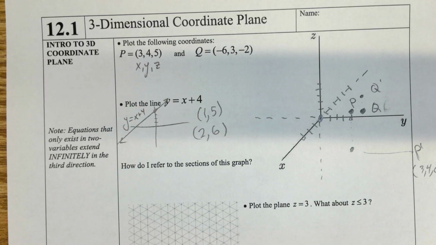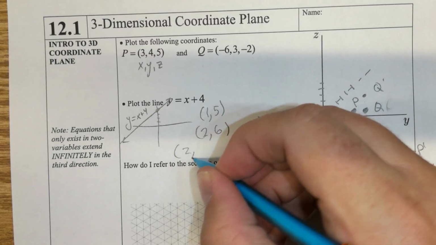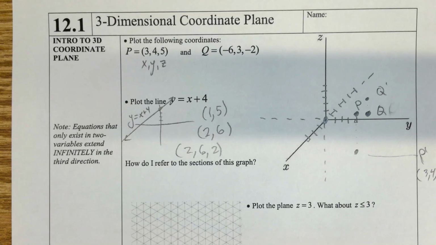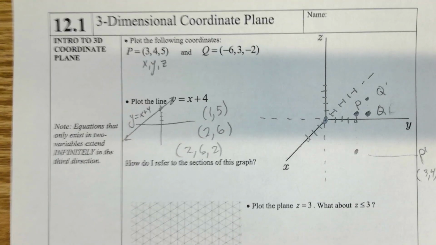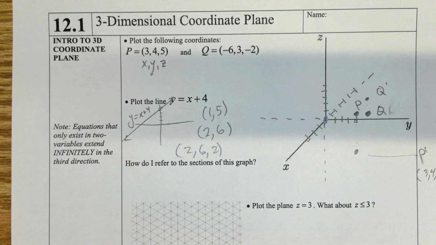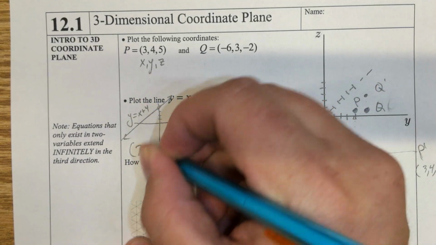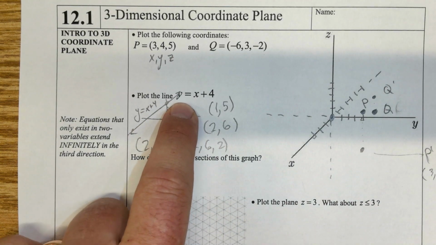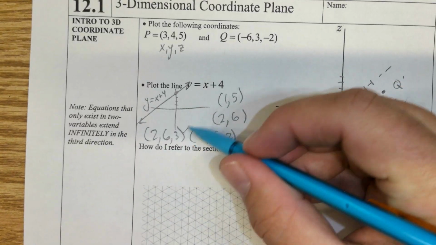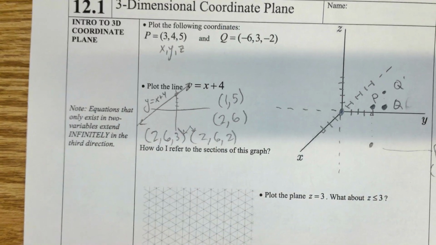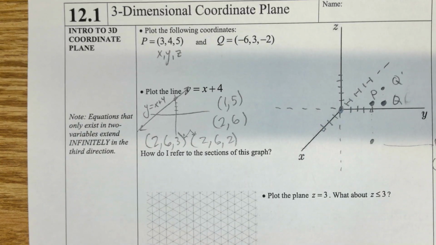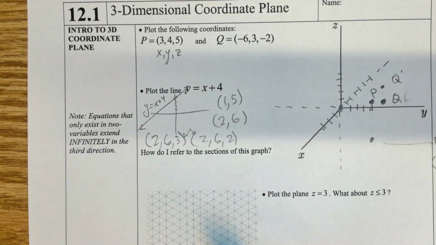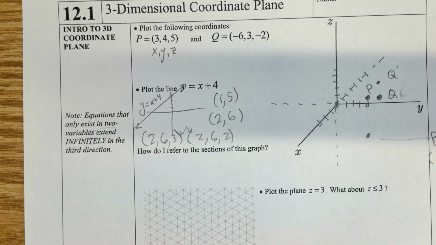But in the 3D coordinate system, I ask you a question. If I plugged in 2 for every x, 6 for every y, and 2 for every z, would it come out equal? Yes. If I plugged in 2 for every x, 6 for every y, and 3 for every z, would this equation still remain equal? Yes, there are more solutions outside my field of view. And like it says here, if equations only exist in two variables, it extends infinitely in that third dimension.